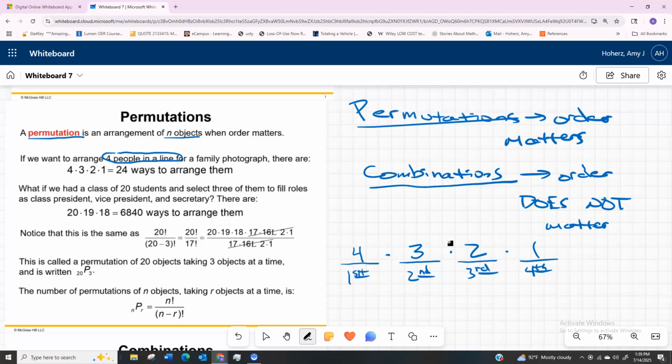So we could say there's 4 times 3 times 2 times 1, or we could calculate that as 4 factorial. We'd get the same thing. That comes out to be 24. So there's 24 different ways to arrange 4 people in a row for a photo. Again, if you're trying to get a photo taken and people can't agree who should stand where, there's 24 different ways for that to happen with just 4 people.